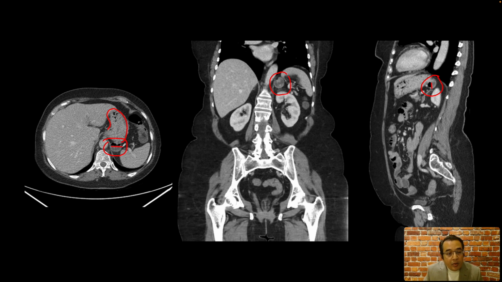And so a gastric diverticulum is frequently seen in the region of the adrenal and can be confused with an adrenal pathology.